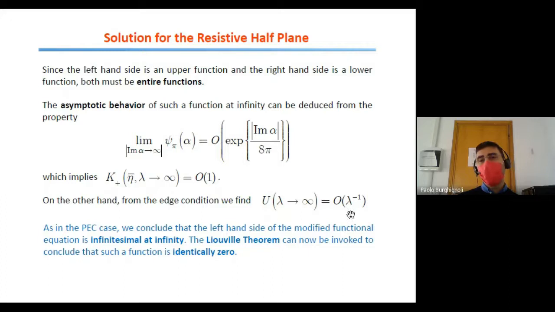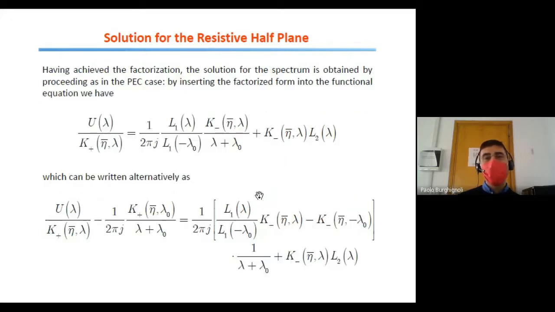So if you now consider the entire left-hand side of this functional equation, you will discover that it goes to 0 at infinity. So it is an entire function that is infinitesimal at infinity. This means that Liouville's theorem tells us that it is a constant, and this constant is equal to 0. Since it is a bounded entire function, and since it is infinitesimal at infinity, the constant must be equal to 0. So we can directly equate to 0 the left-hand side, as we did in the perfectly conducting case.